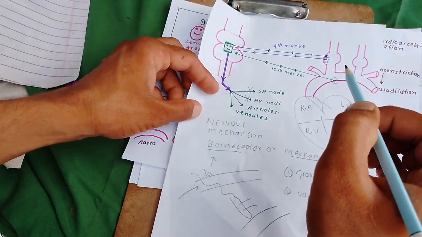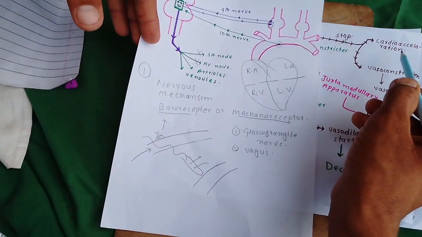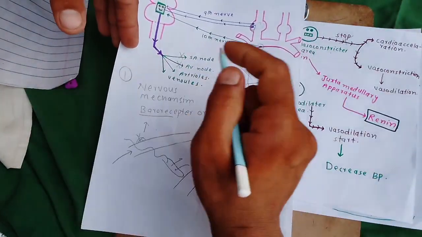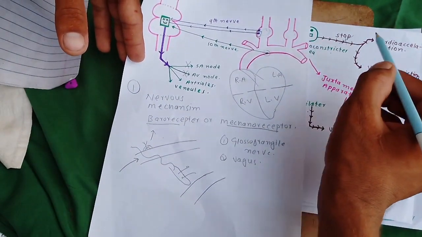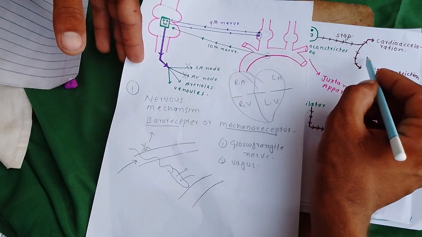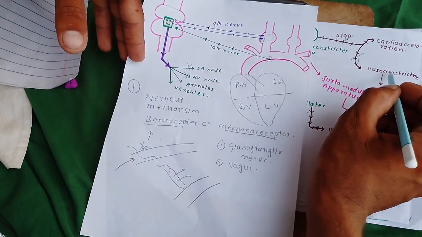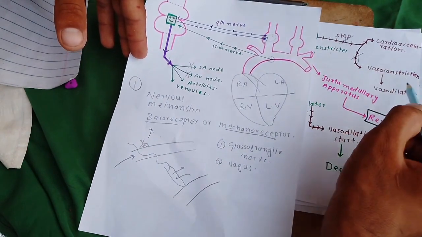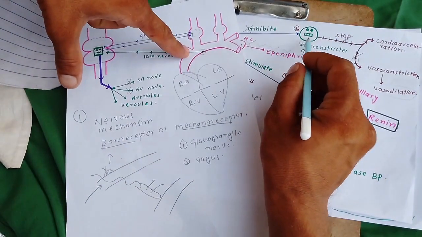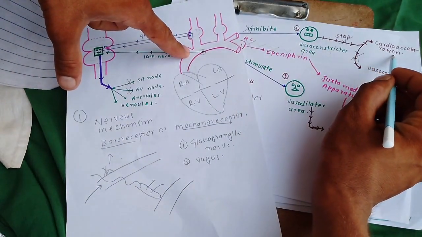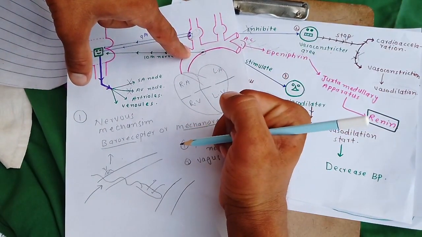The message to the AV node is stopped. So the message to the SA node and the AV node stops, and cardio acceleration slows down. When this message is stopped here, the vasoconstriction stops. The message for the constriction of the blood vessel is also stopped. So the blood vessel does not constrict and remains in dilation. When this area is inhibited, it stops the acceleration of the heart.